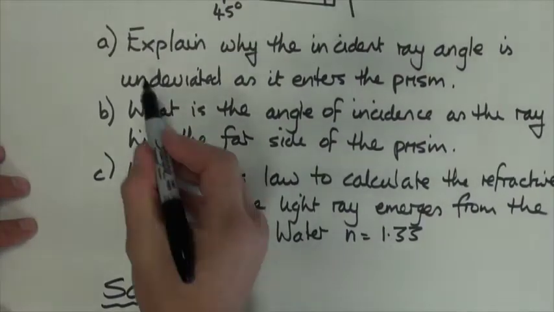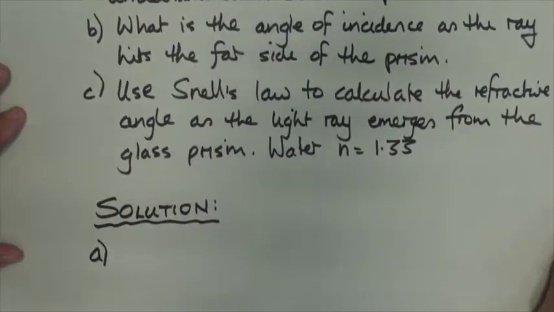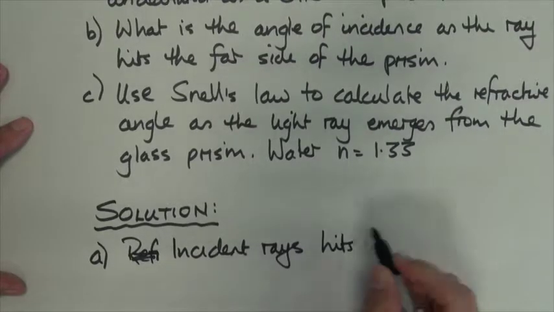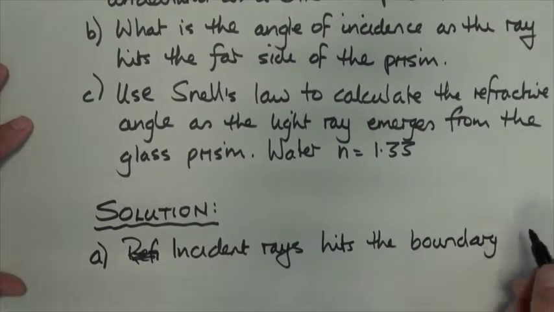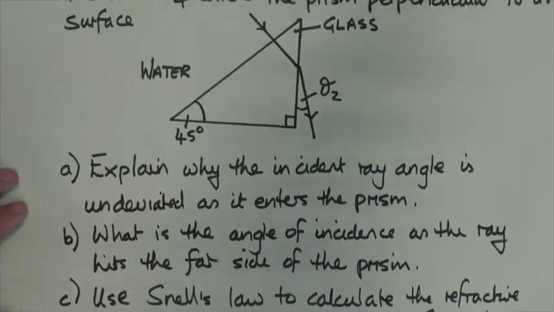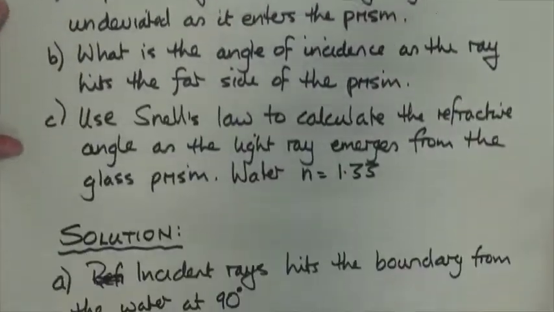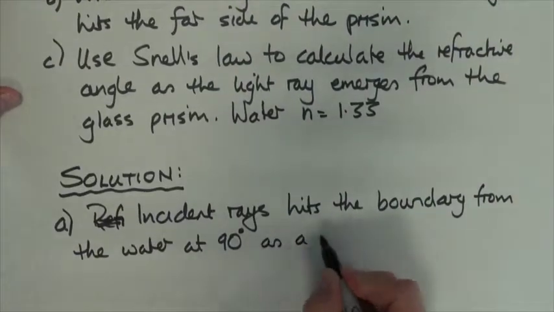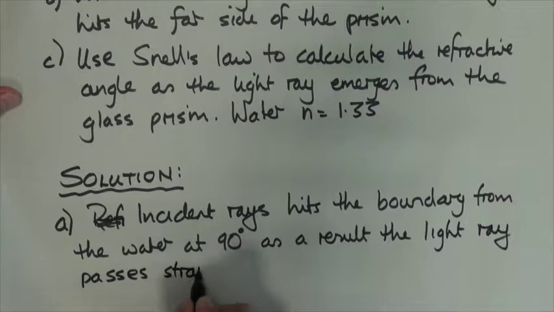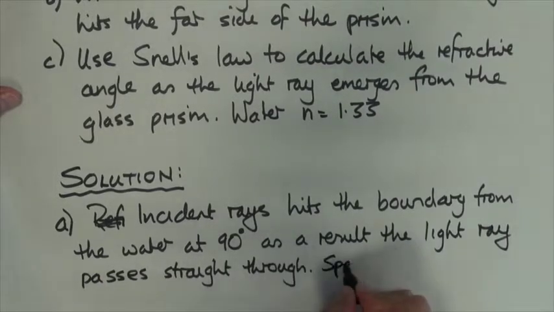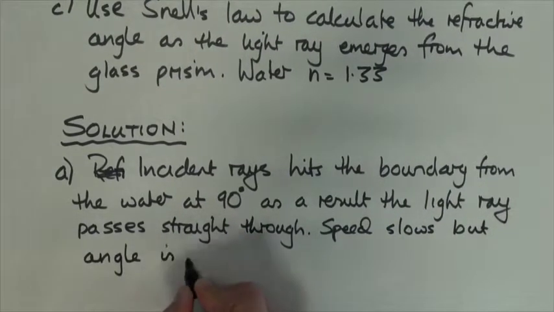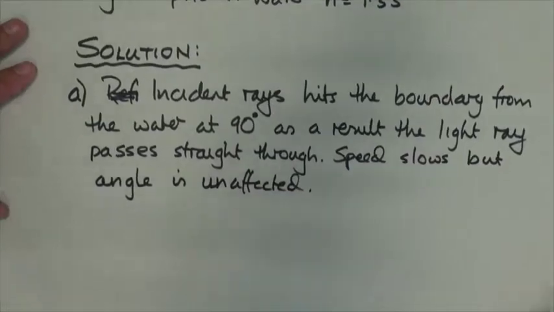Okay, so let's revisit the question. Explain why the incident ray angle is undeviated as it enters the prism. Now the incident ray basically hits the boundary at 90 degrees from the water. Now at 90 degrees, as you can see as it comes in here, the speed is going to change, but because it's not coming in at an angle, the angle will not change at all. So anything hitting at 90 degrees will pass straight through the block. Now we've seen this in some of our practicals that we've looked at.